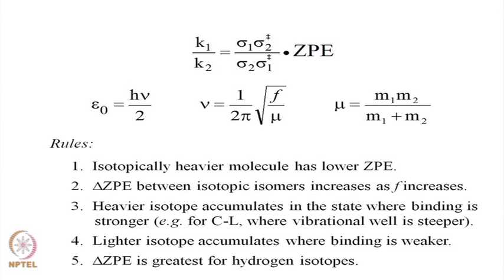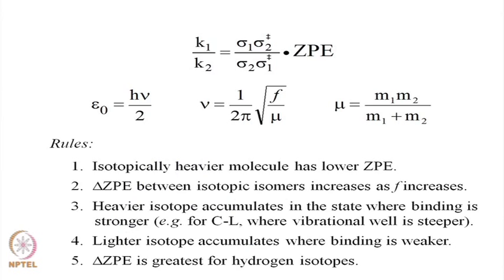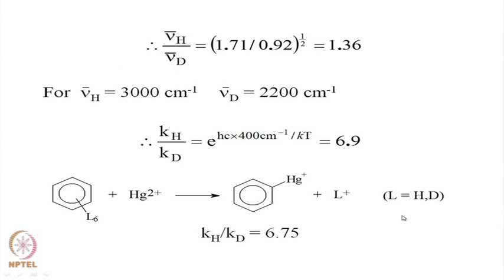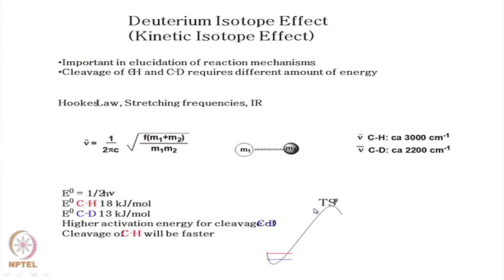Okay. And also the heavier isotopes accumulate in the state where binding is strong, they will tend to accumulate in the lower portion, than the lighter one. And the lighter one will accumulate towards the upper portion. That's why it is very interesting and it is very informative.